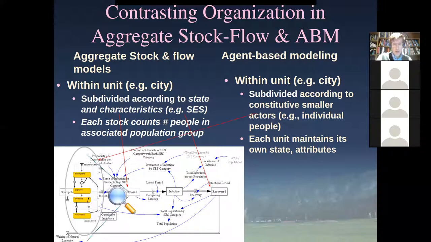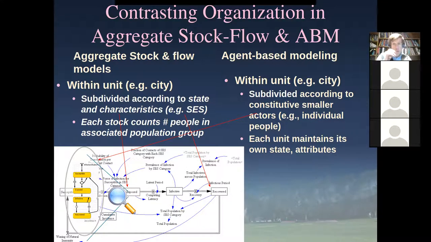This is in direct contrast to something like agent-based modeling. With agent-based modeling, we instead distinguish people on an individual level. The organization of an agent-based model is for the individuals. That's the fundamental unit of organization, the individuals. And each individual keeps track of their own state over time and their own characteristics. So within an aggregate or system dynamics compartmental model, the organization is by state or characteristic, and the data is counts.